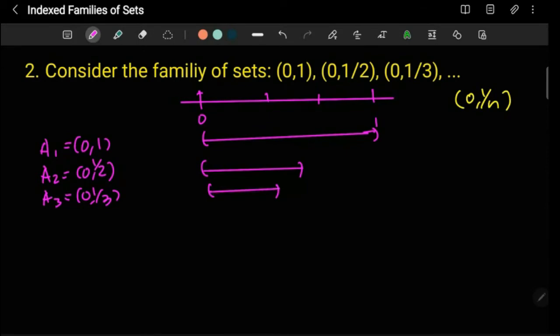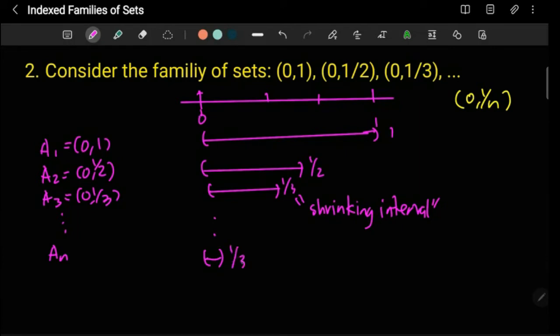So now, we have what we call a shrinking interval. Nagsishrink. So from the original interval, paigsi lang siya ng paigsi. Well, in general, that's A sub n, right? So we have 0 on the left, and then in general, meron tayong 1 over n. So this is 1, this is 1 half, this is 1/3. In general, 0 to 1 over n.